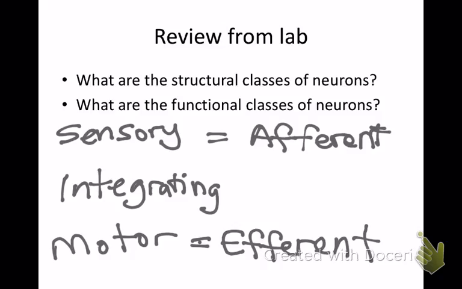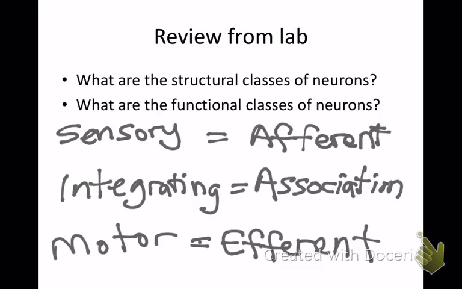Okay? So our integrating guys are also called association. Gee, I wonder what they do. They connect other neurons to each other. They integrate the information coming from other neurons. All right, so let's try to relate these to those structural classes.